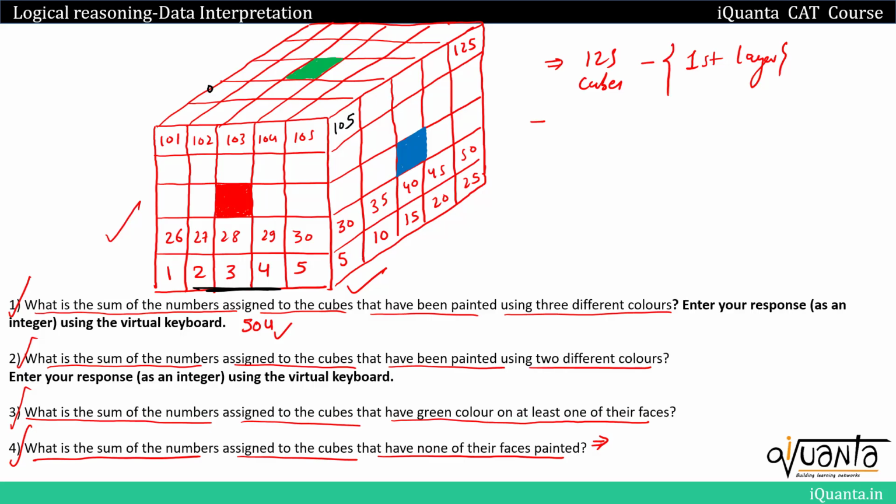So what will be the sum of the numbers on 125 cubes? We simply have to add all the numbers from 1 to 125. So n upon 2, first term is 1, last term is 125.